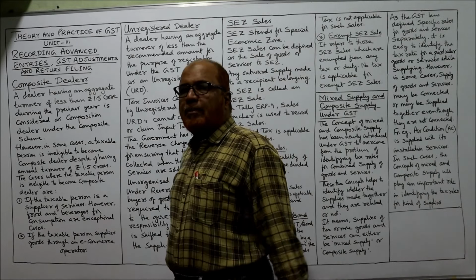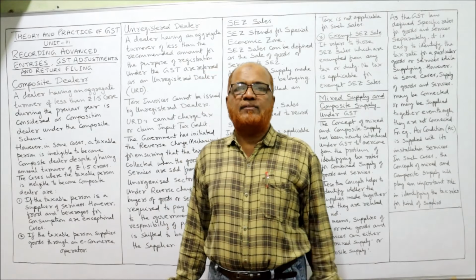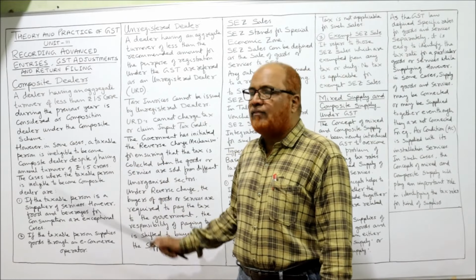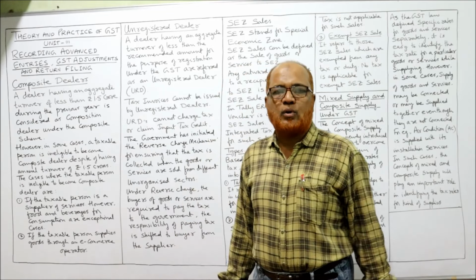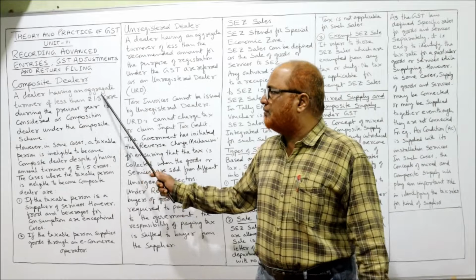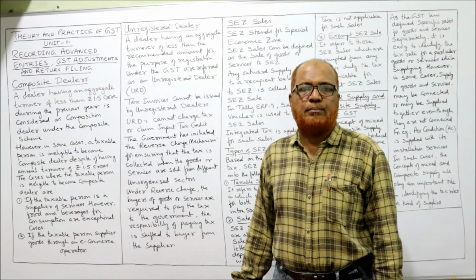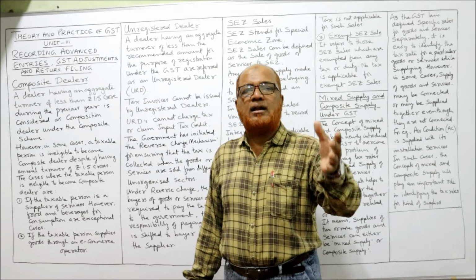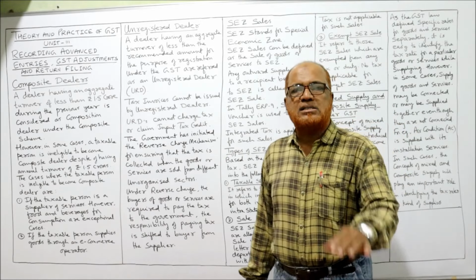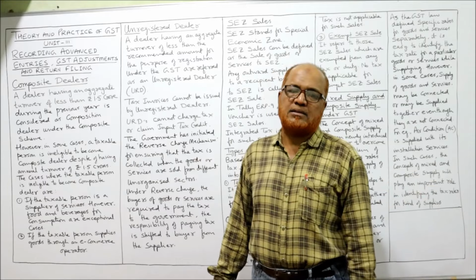Now see carefully. First of all, I am explaining the composite dealer. So who is a composite dealer? GST law has specifically given the meaning of the term composite dealer. A dealer having an aggregate turnover of less than rupees 1.5 crore during the previous year is considered a composition dealer under the composite scheme. Under that scheme, the person is called a composition dealer if the annual turnover is less than 1.5 crore during the previous year. That you have to remember.